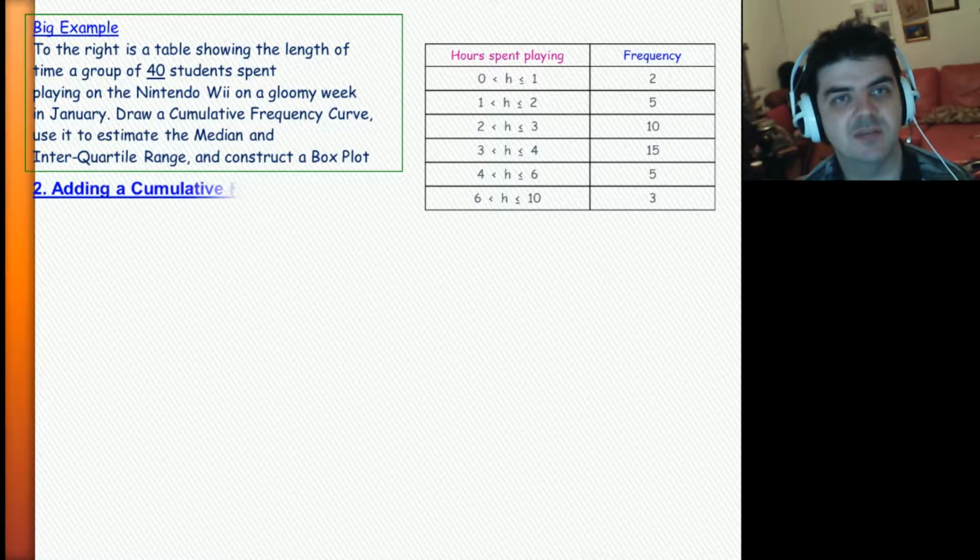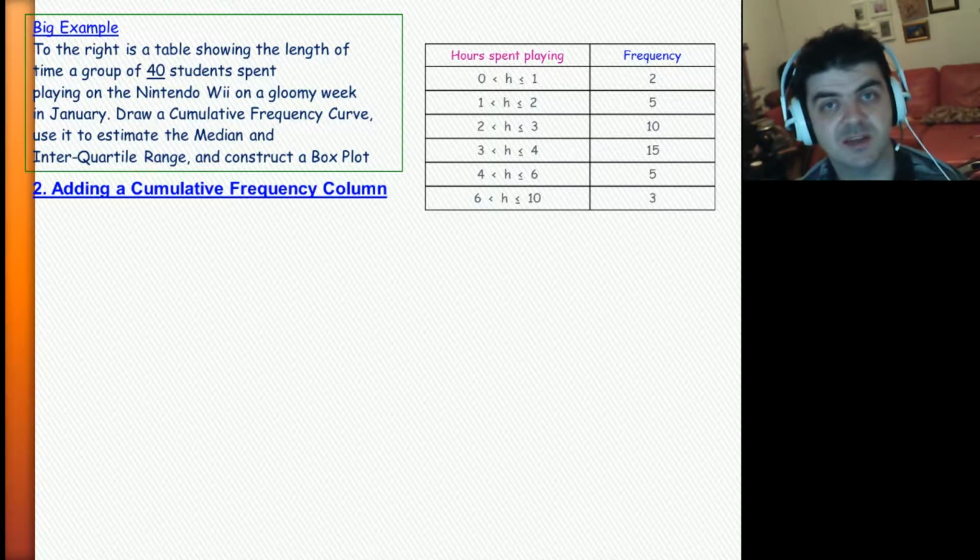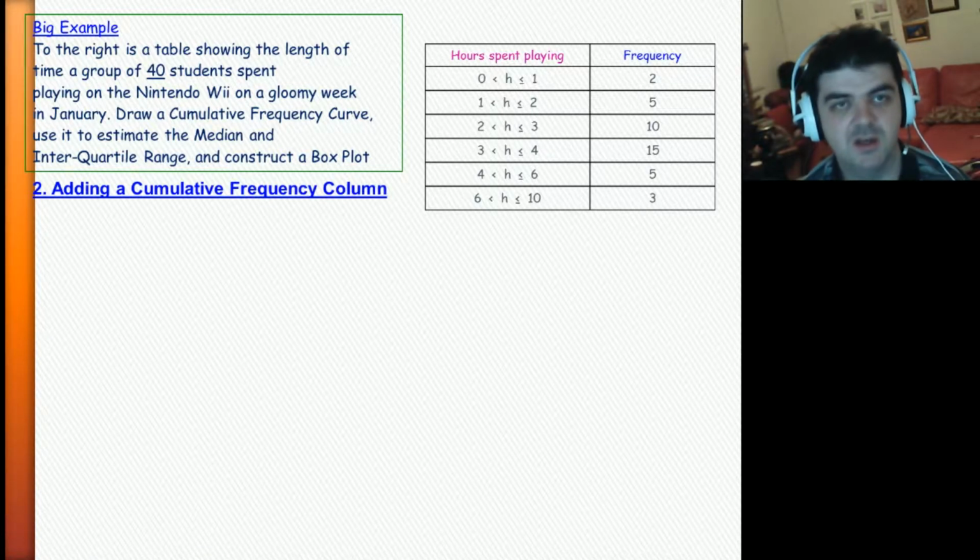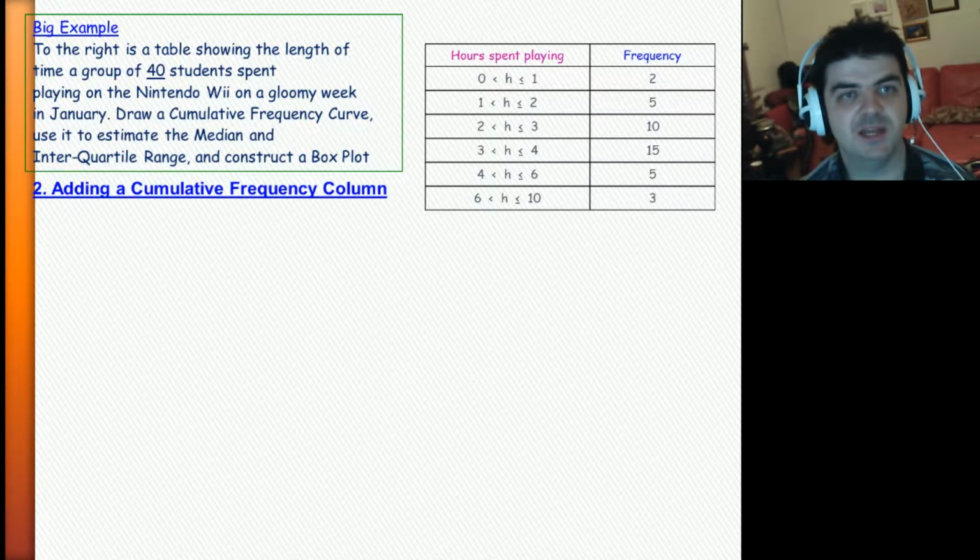To the right is a table showing the length of time a group of 40 students spent playing on a Nintendo Wii on a gloomy week in January when they're supposed to be revising for the exam. It asks you to draw a cumulative frequency curve, use it to estimate the median and interquartile range, and construct a box plot.